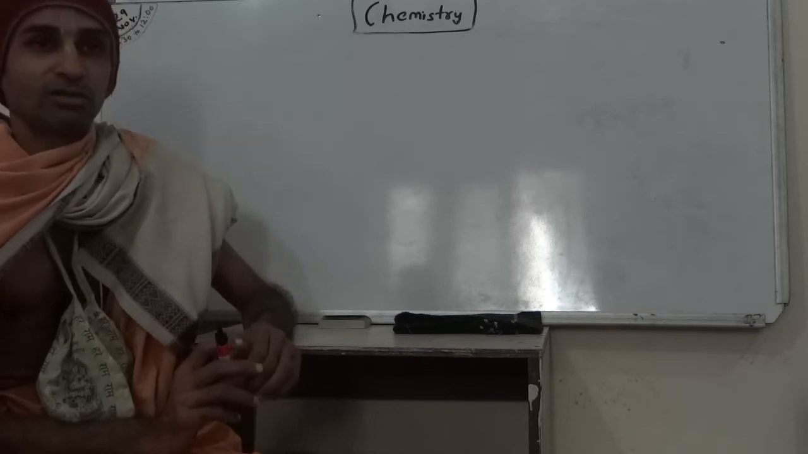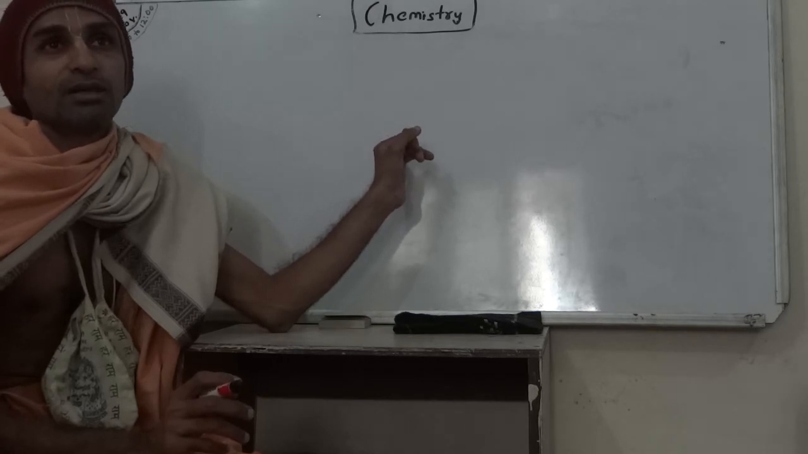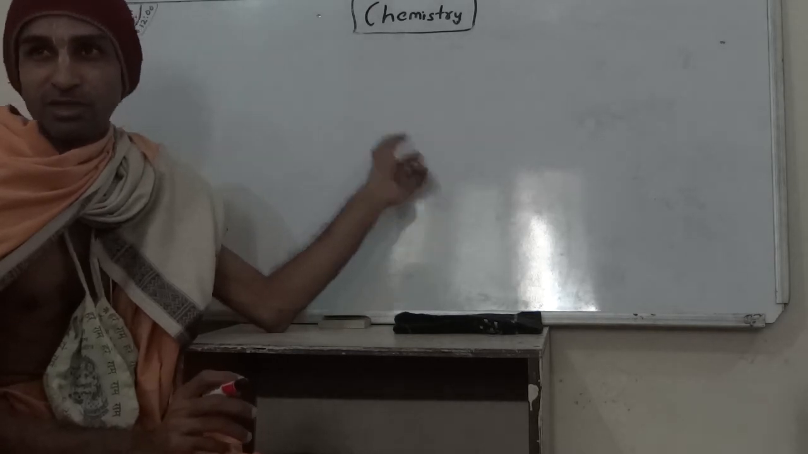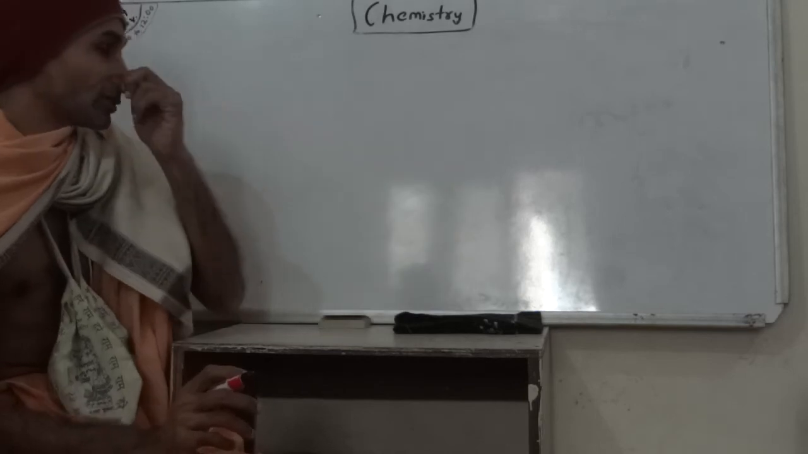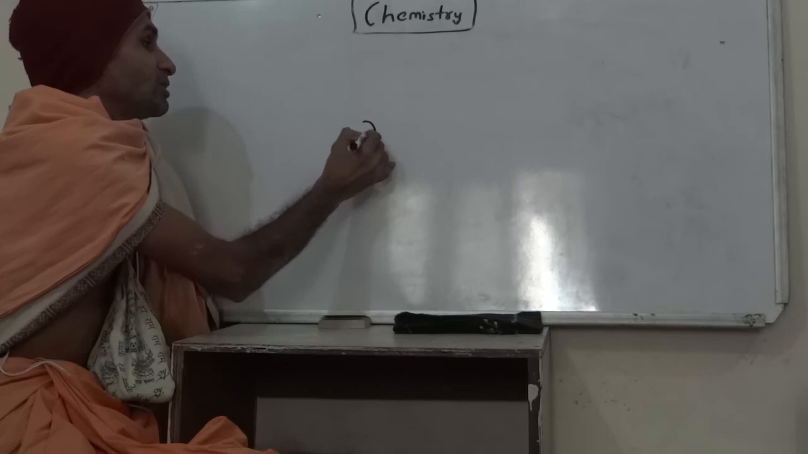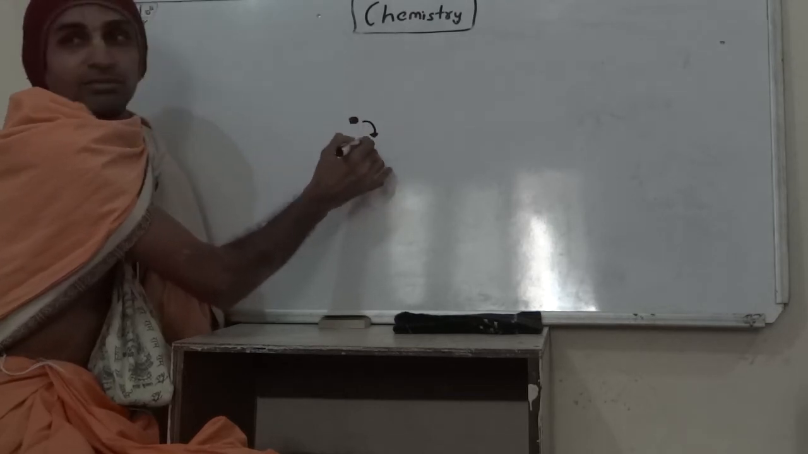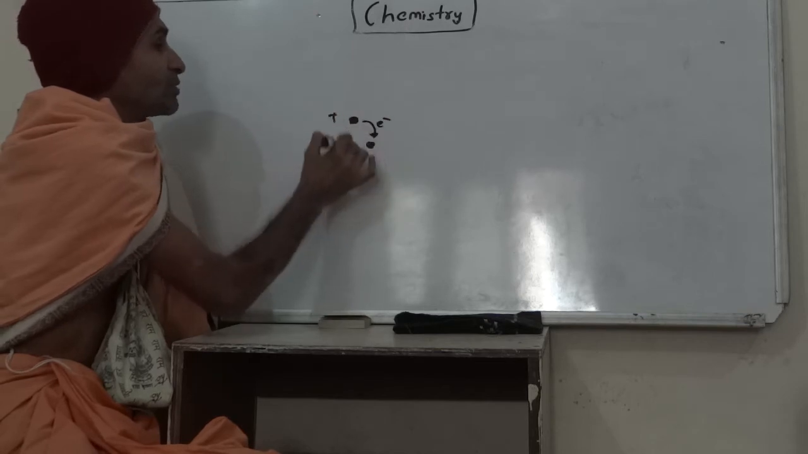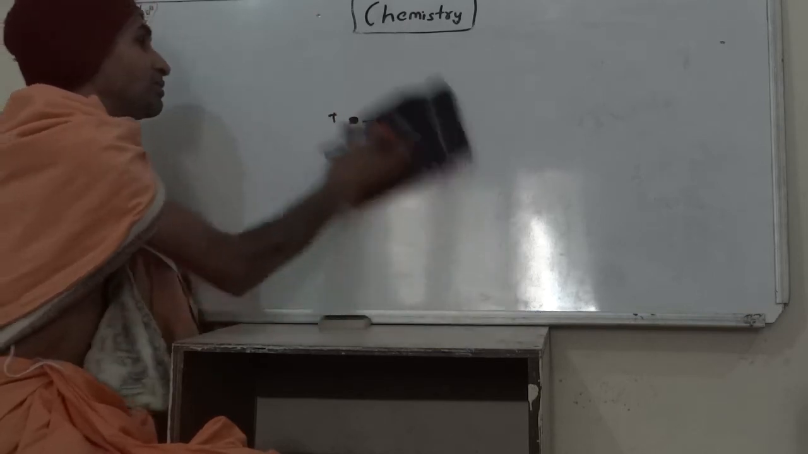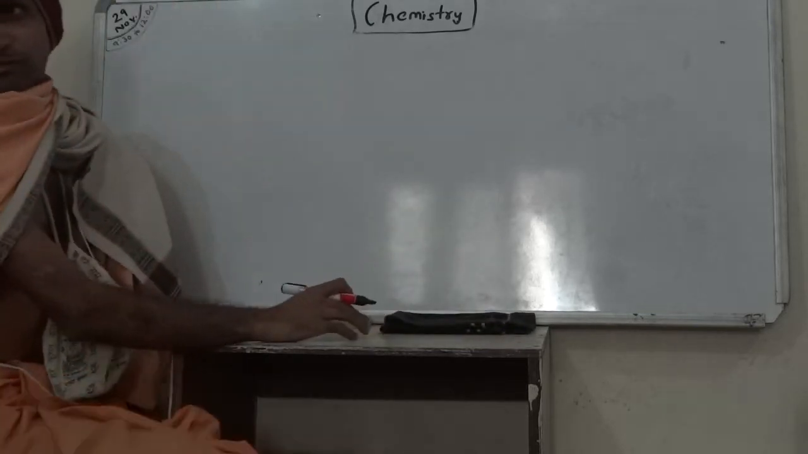I have just explained to you about the ionic bond only. This is one kind of bond. In this, one atom completely loses its electron to the other atom. This is an ionic bond. One becomes positive, one becomes negative, and there is a bond. But it may not always be the case.